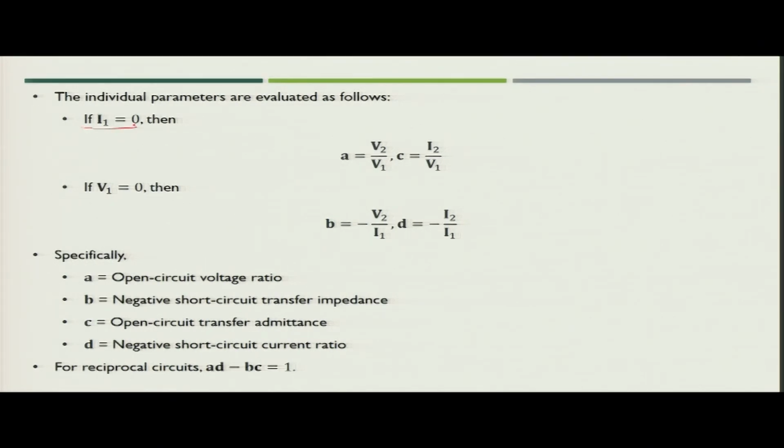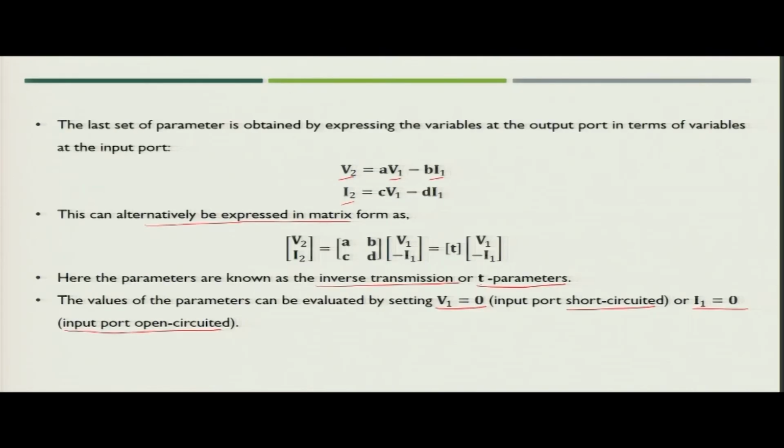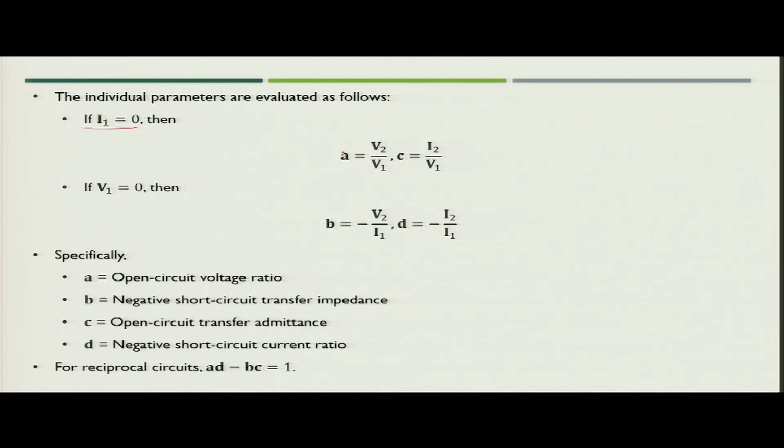First you will set I1 equal to 0. So, when you set I1 equal to 0, you will get A as V2 upon V1, and C as I2 upon V1. So, A is now V2 upon V1 and C is I2 upon V1.